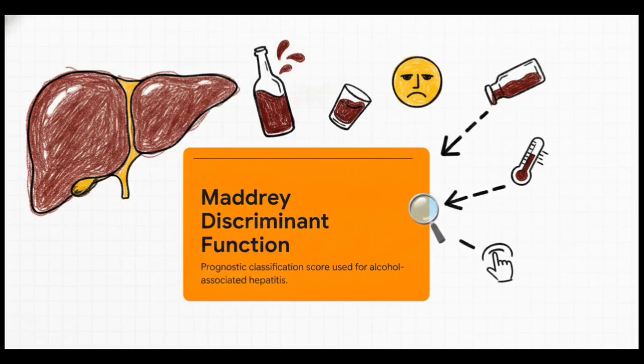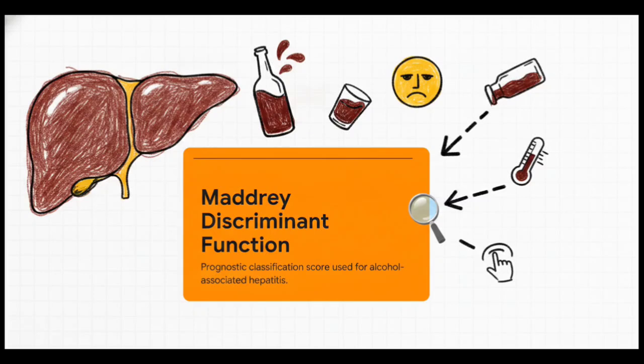Well, Maddrey's discriminant function, or just the MDF, is fundamentally a prognostic classification and severity score. But here's the absolute critical part you've got to remember. It's used specifically in alcohol-associated hepatitis. This is not a general liver score for just any cause of cirrhosis or hepatitis.